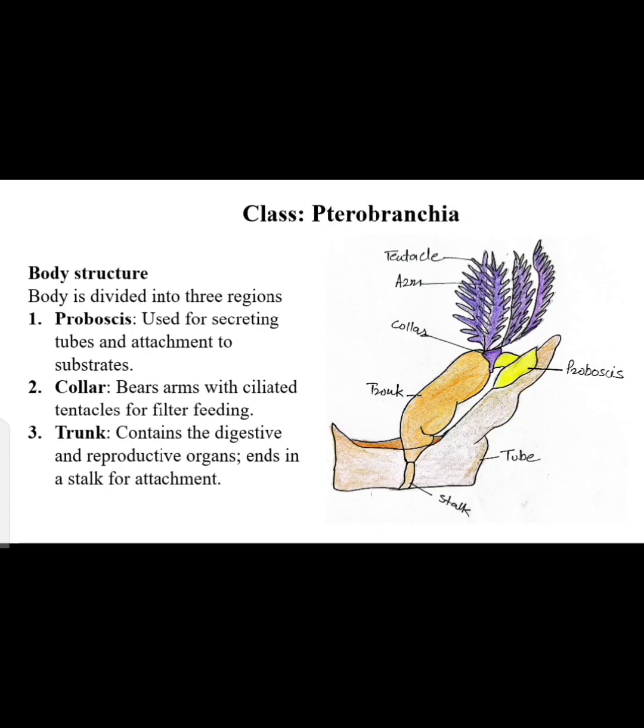Their body structure is similar to other hemichordates, that is, their body is divided into three regions: proboscis, collar, and trunk. Here, the proboscis is used for secreting tubes and attachment to the substrate. The collar bears arms with ciliated tentacles for filter feeding. The trunk contains digestive and reproductive organs, which end in a stalk for attachment.